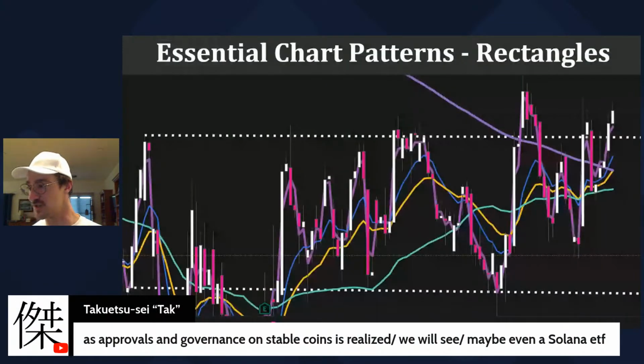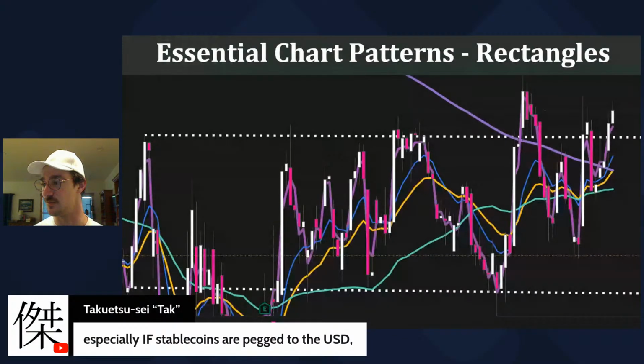Talk saying, as approvals and governance on stablecoins are realized, we will maybe even see a Solana ETF. Absolutely, and when we do, I'm probably going to be a buyer. Anytime an asset gets institutional inflows and is assessed by big money as something stable, like an actual asset, like we saw with Bitcoin, it's just a massive boon to them long term, because you'll have these passive income flows, these pensions that are buying into this stuff. So absolutely, and especially if stablecoins are pegged to USD, which heck, if they're not, I don't know what they would be paired to.